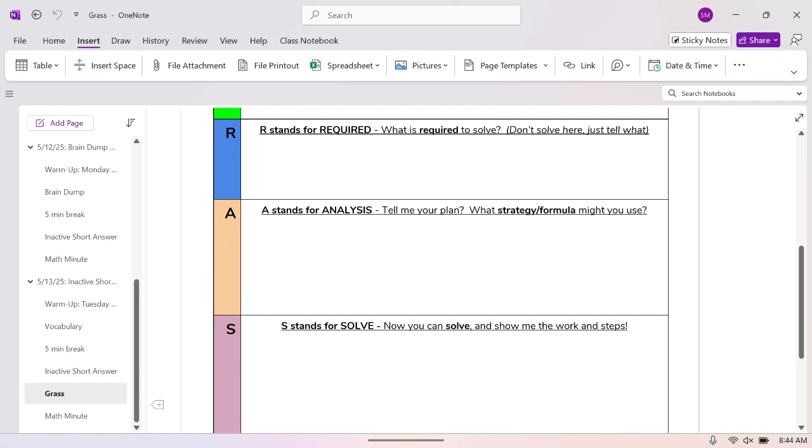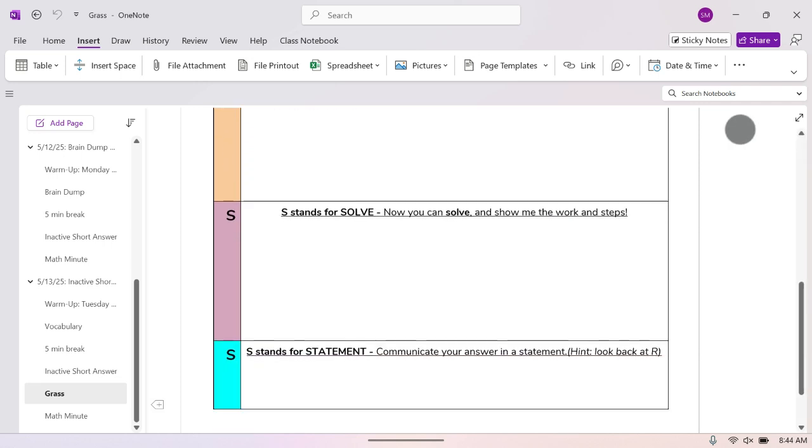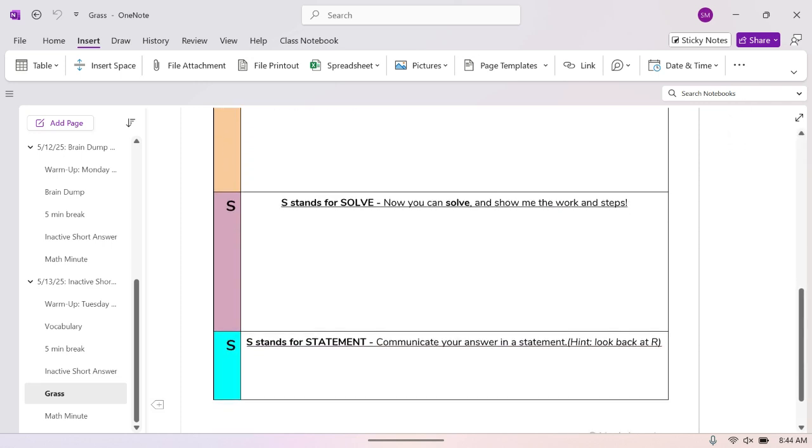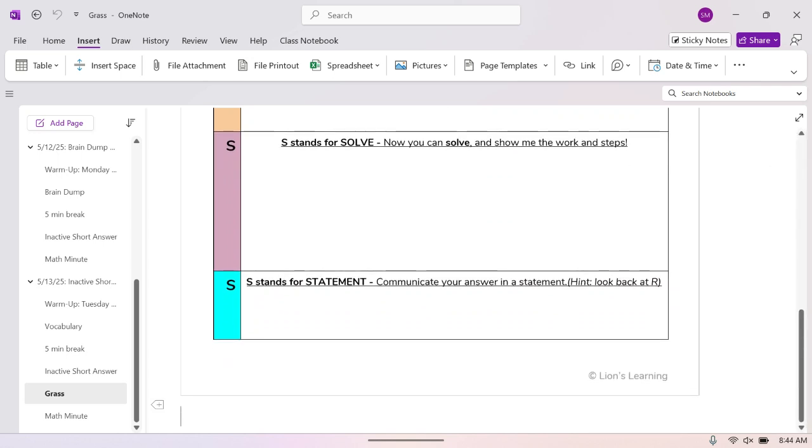A is for analysis. So this is when you're thinking, okay, how do I attack this? Do I make a table? Do I use a formula? Do I kind of guess and check? The first S stands for solve, and that's where you actually put your plan into motion and solve it. And then the second S is for statement. So, in other words, you're basically just stating your answer. All right. So that's what this means.